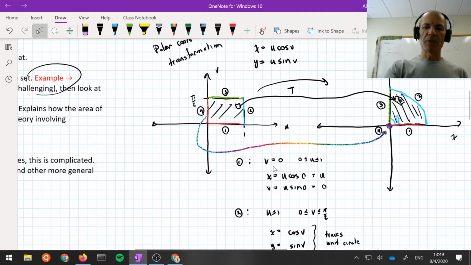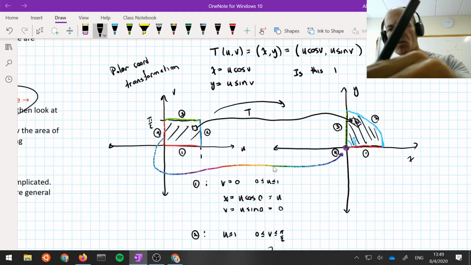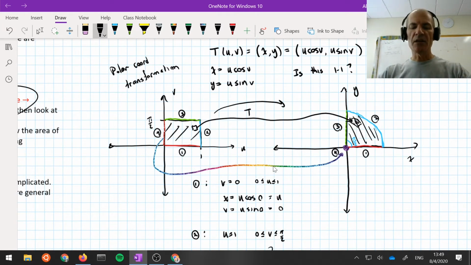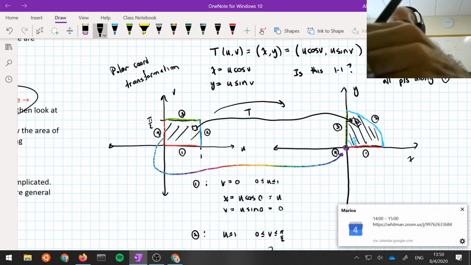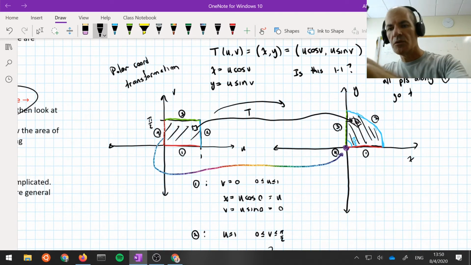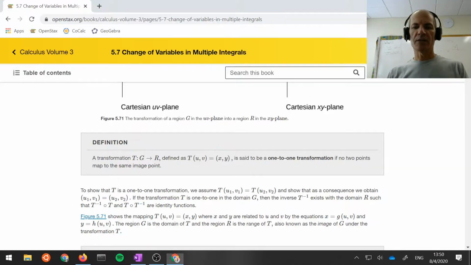Let's go back to our polar example. Is the polar coordinate transformation one-to-one? And the answer is a resounding no, because all of the points along side 4 go to the single point (0, 0). Definitely not a one-to-one transformation. What does this mean for you and your children? Not a whole lot at this point in the game. It's just a chance to learn a little bit of the vocabulary.